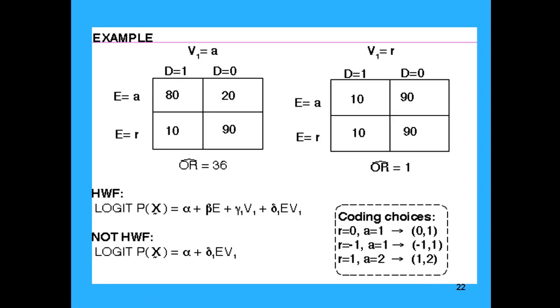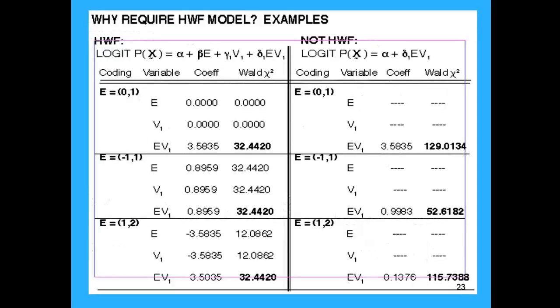Now let me show you what happens. Here's a result from doing logistic regression on these two models, one of which is hierarchically well formulated and one of which is not. Now, look at this model and look at the output. This is the output for this coding, and this coding. Three different ways to code the E variable. See that? 0, 1, minus 1, 1, and 1 and 2. I've run the models, and I'm giving you the output.